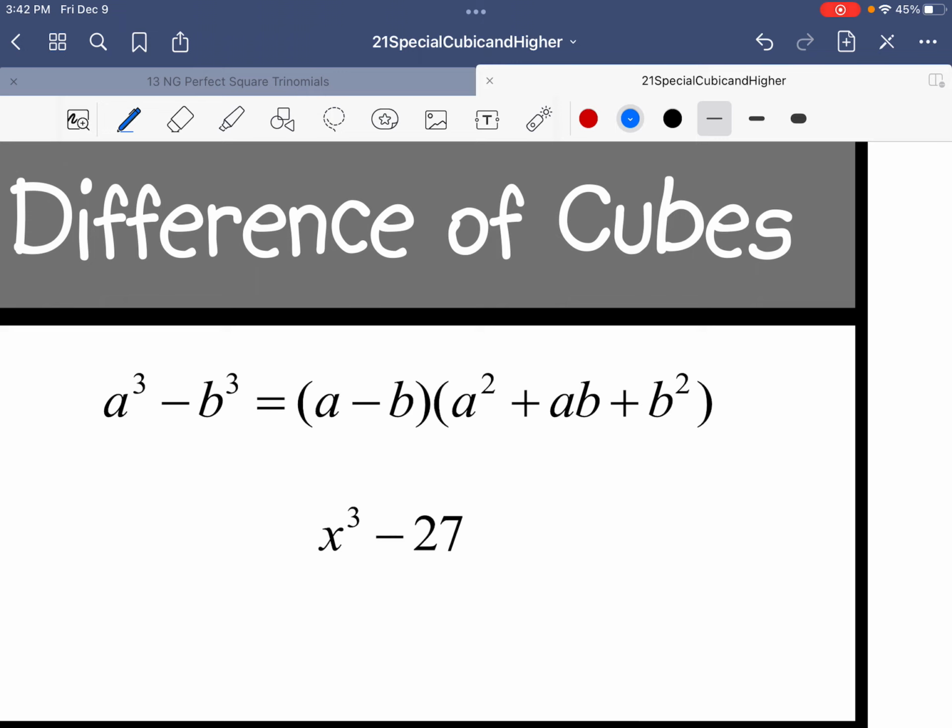Well, it's the same pattern. Again, where did a cubed come from? It came from a. Where did b cubed come from? It came from b. Now, all you have to do is the number you wrote down gets squared. The number you wrote down gets squared. And then you multiply these together. And when you multiply them together, you get your AB. Look at the signs. These signs are the same. This one is the opposite. This one is always positive.